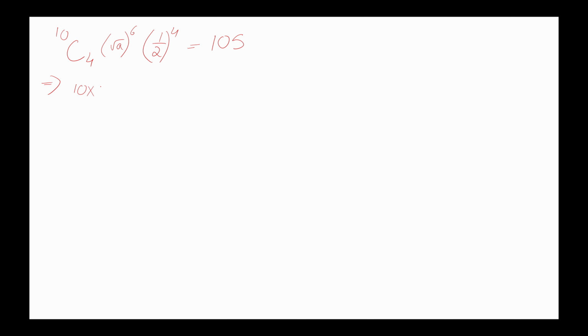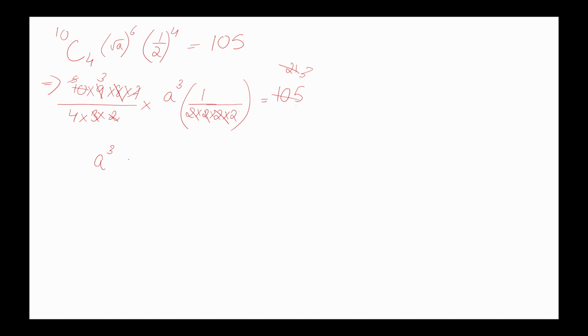So let us try to solve this entire equation. We are going to get 10 into 9 into 8 into 7 upon 4 into 3 into 2, into a cube, here we would be left with a cube, and this would become 1 upon 2 into 2 into 2 into 2. Let us open this up so that our calculations become easier, and this is 105. So from here, the three 2's get cancelled out with 8, 3 gets cancelled out, 2 cancels this out 5 times, 5 cancels this out 21 times, 7 cancels this out 3 times, and so in the end, what are we left with? This 3 and 3 also get cancelled out.